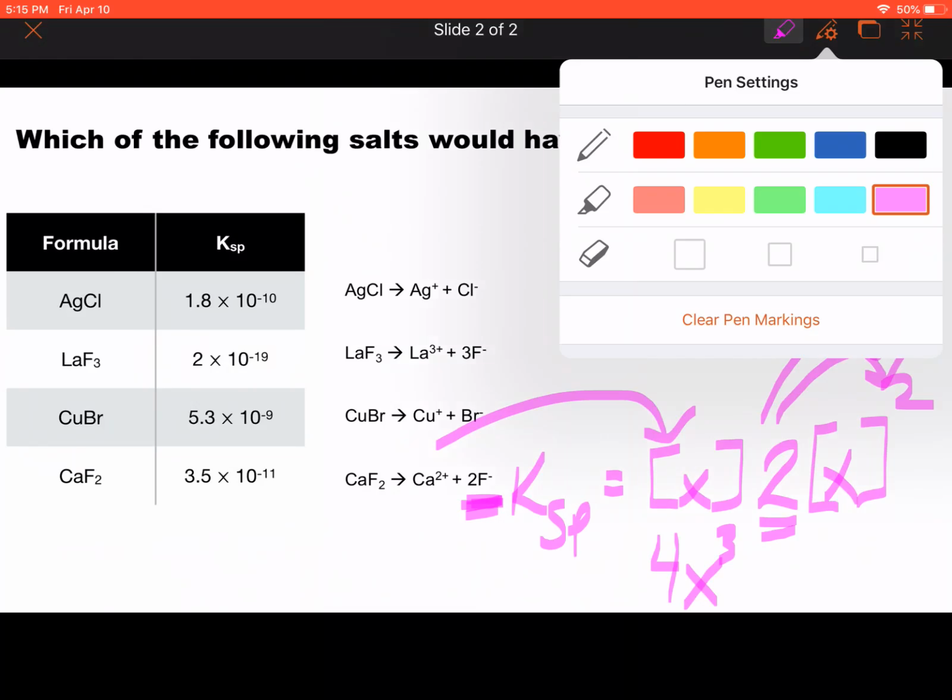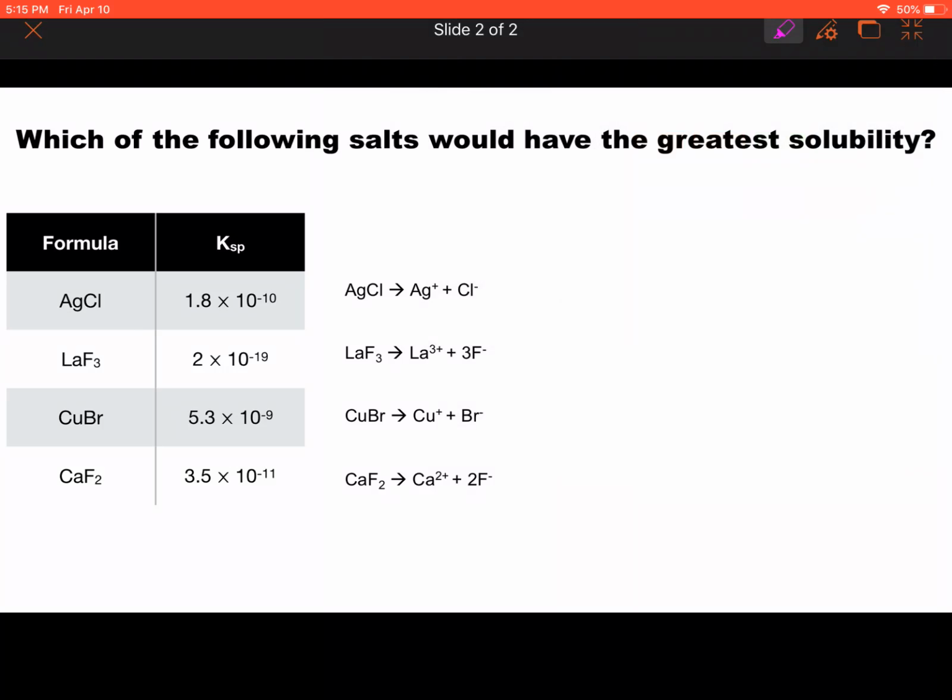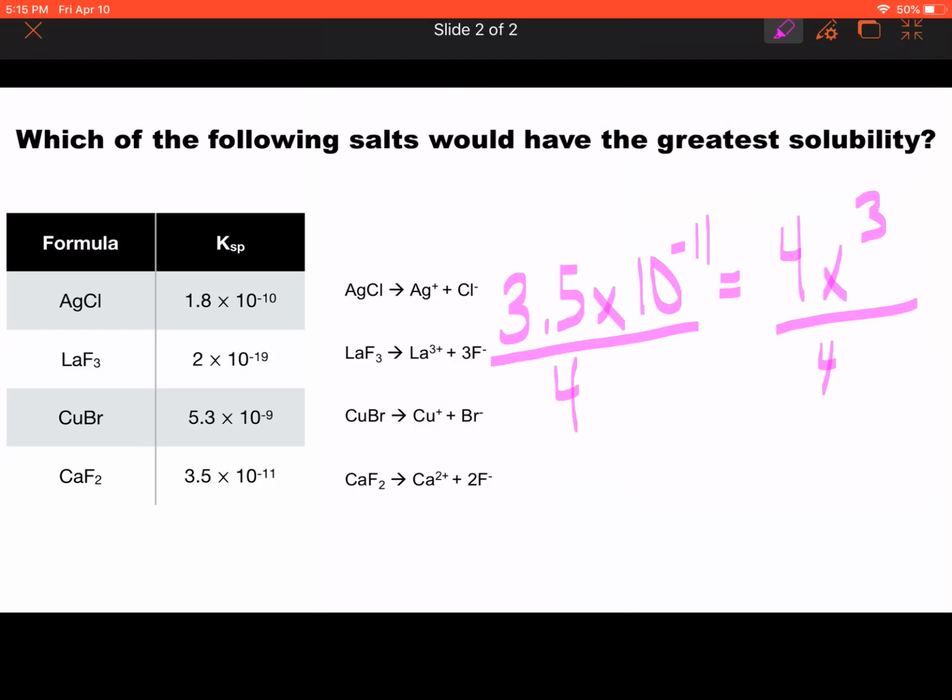So how do we put that in our calculator? We take our Ksp, which is 3.5 times 10 to the negative 11. We know that that is equal to 4x cubed. The easiest thing to get rid of is the 4. So divide both sides by 4. So now your answer is equal to x cubed.